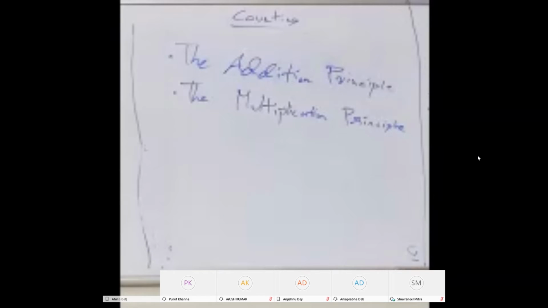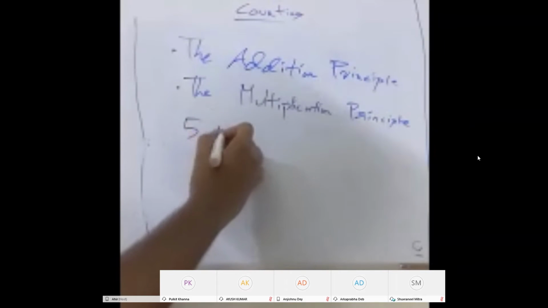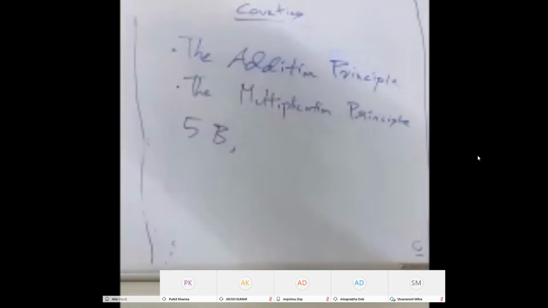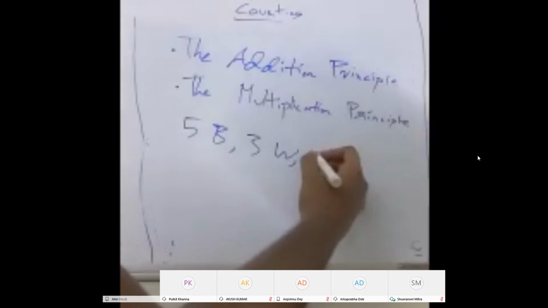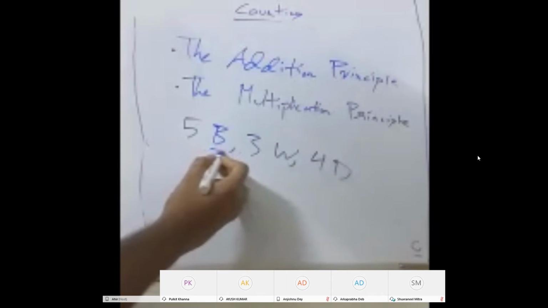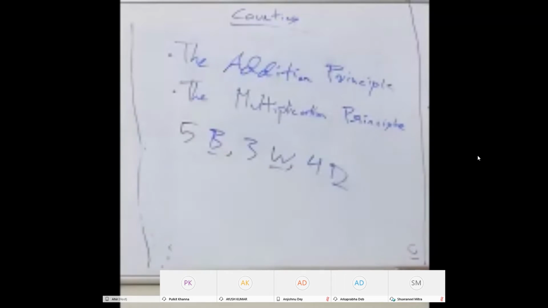Suppose you go to Burger King, and now on the menu you have 5 burgers. Okay, I'll just write it. So suppose we have 5 burgers, 3 kinds of wrap, and 4 kinds of drinks, denoted by B, W, and D. Now, suppose you're dieting, right? So you're only going to choose one of these items. In how many ways can you do this?